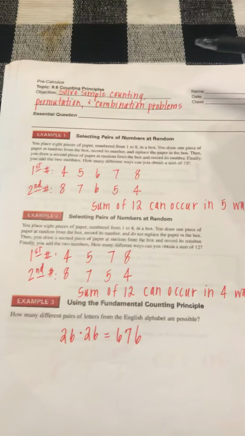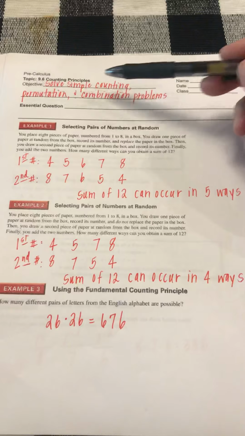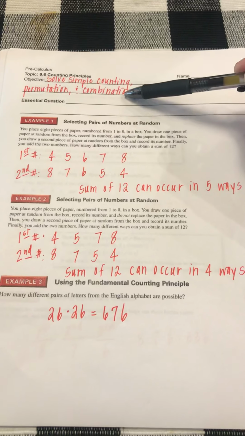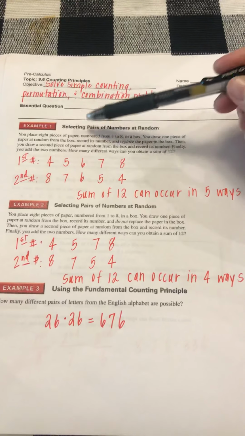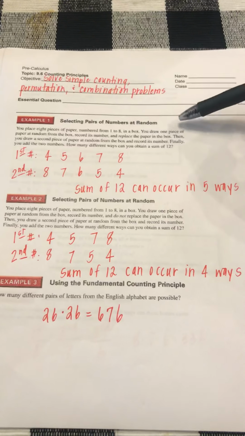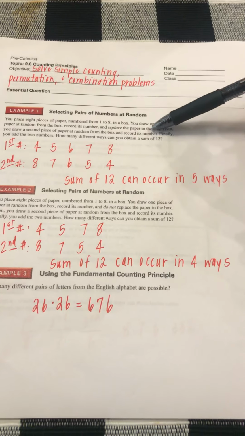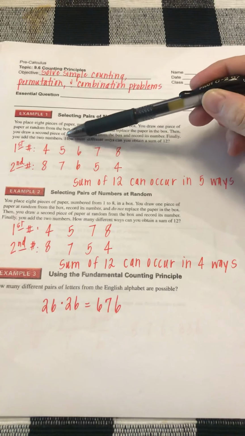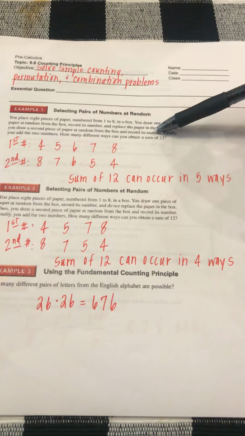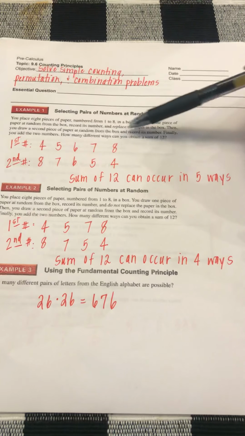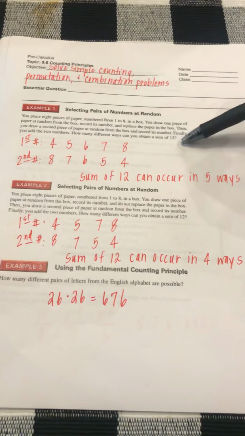9.6 counting principles involve simple counting, permutation, and combination problems. You place 8 pieces of paper numbered 1 through 8 in a box. You draw one out, record the number, replace it back in the box. You draw a second piece of paper, record its number. You add the two numbers. How many ways can you obtain a sum of 12?